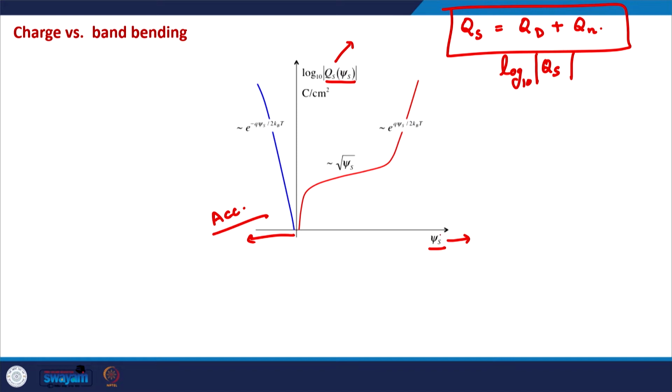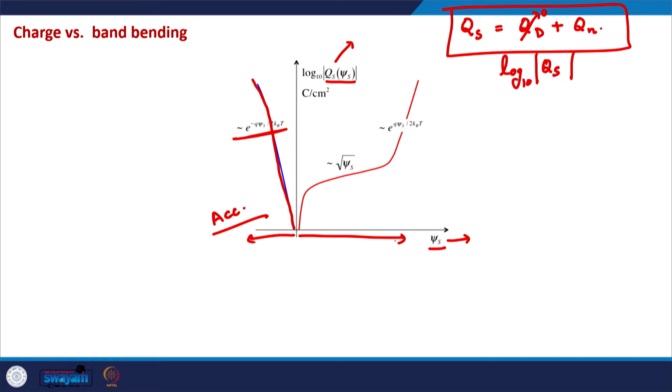because the negative gate voltage is there, which is resulting in the negative surface potential, and in that region the depletion charge will be 0, and the only charge that will be there will be the mobile charge, and that will be exponentially related to the surface potential. So that is why we see an exponential dependence of Qs in the accumulation.